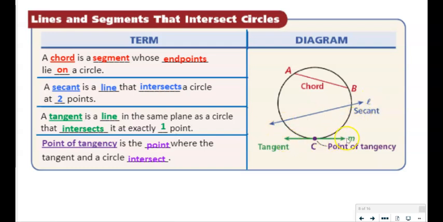And so this tangent line touches the circle at 1 point, right? So a tangent line is in the same plane as the circle and intersects it at exactly 1 point. The point of tangency is that point where it touches the circle, okay? It's exactly where it intersects the circle.